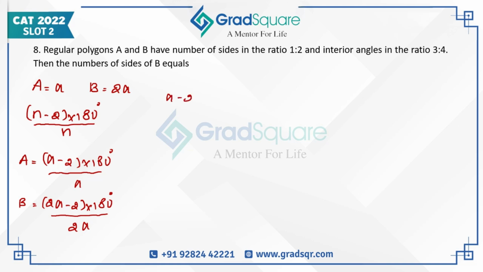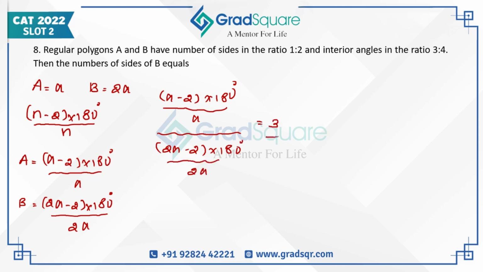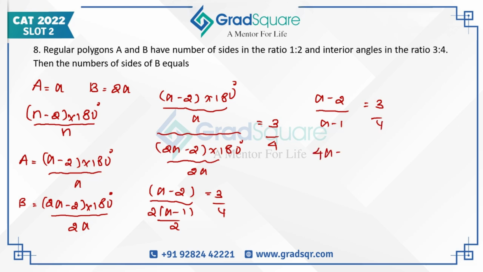That means (a minus 2) into 180 divided by a, when divided by (2a minus 2) into 180 divided by 2a, should be equal to 3/4. So simplifying this, I get (a minus 2) divided by 2 times (a minus 1) by 2 to be equal to 3/4. So which is equal to (a minus 2) by (a minus 1) will be equal to 3/4, which gives 4a minus 8 to be equal to 3a minus 3.